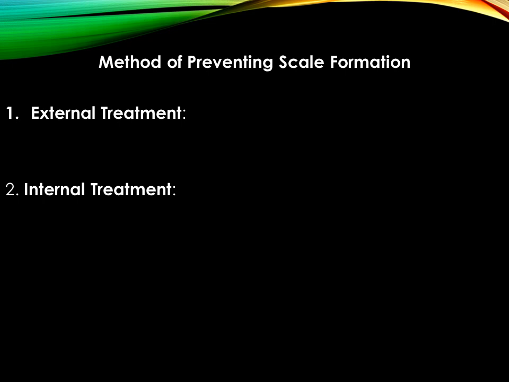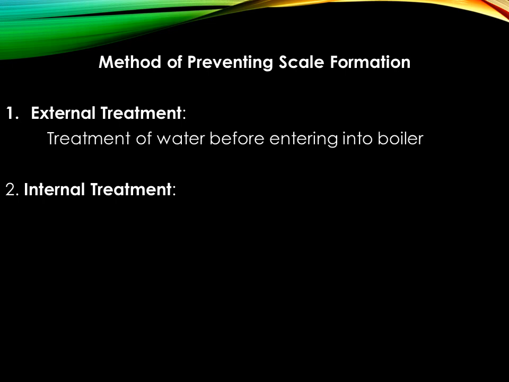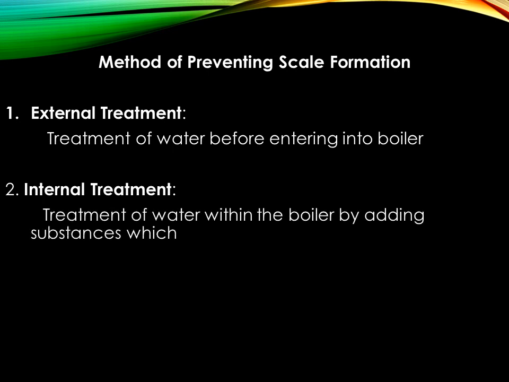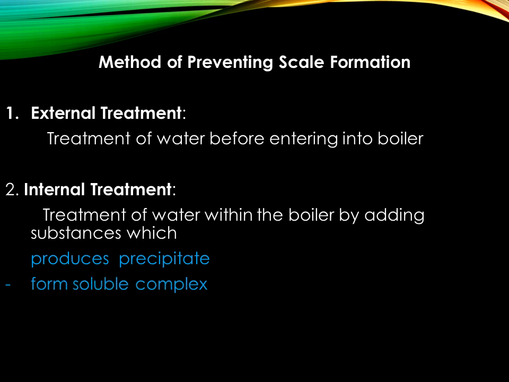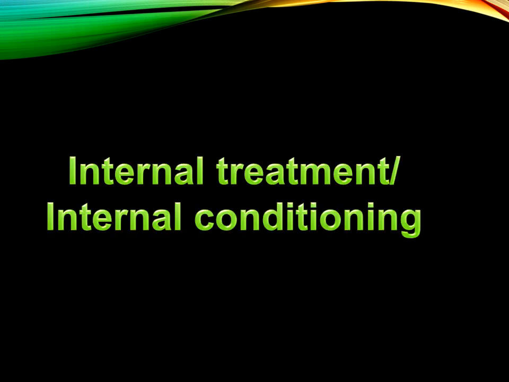Methods of preventing scale formation. We can do internal treatment and external treatment. Treatment of water before entering into the boiler, that is, outside the boiler, is external treatment. If the treatment is done within the boiler by adding substances like phosphates, carbonates, which produce precipitate or soluble complex, it is internal treatment.